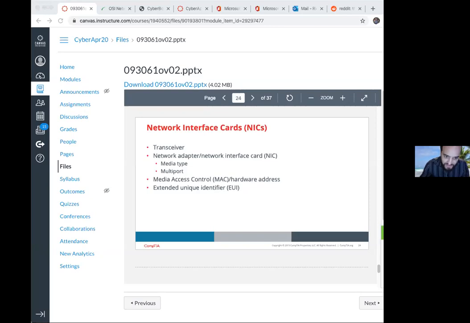The first 6 hex digits are called the organizationally unique identifier, or OUI, and this is the identity of the manufacturer of that adapter, right? And then the last 6 digits of the MAC address are its serial number. So first 6 are its manufacturer, last 6 are its serial number.